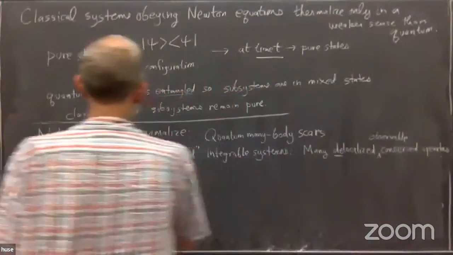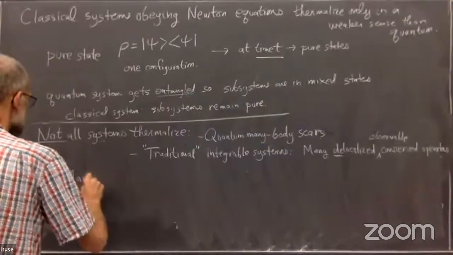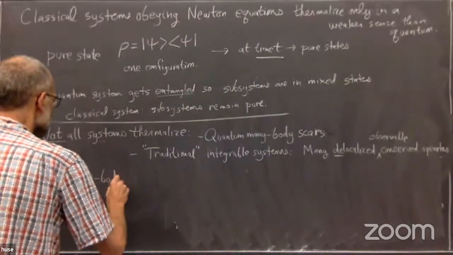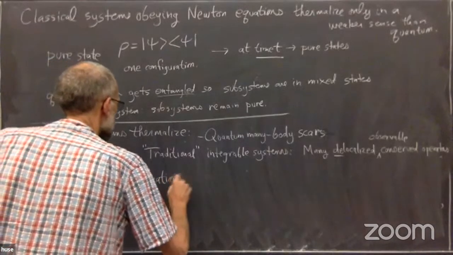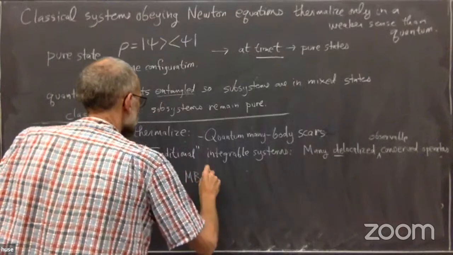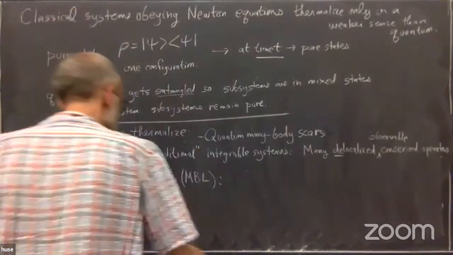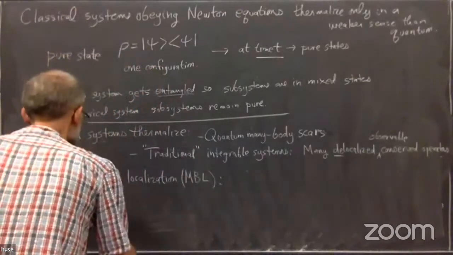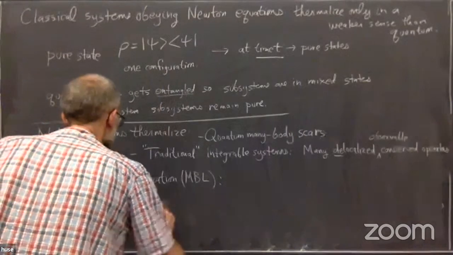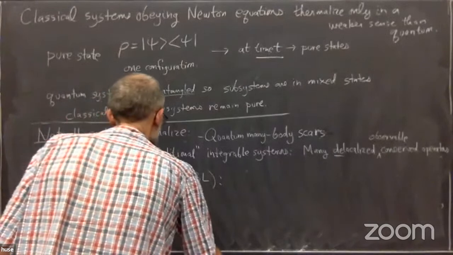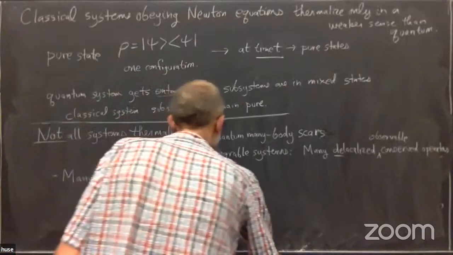And then the third case is the one I'm going to talk about for the remainder of this lecture and next, which is many-body localization, which is MBL. And here, it's also a type of integrability. And what you have in many-body localization is a complete set of localized conserved operators.